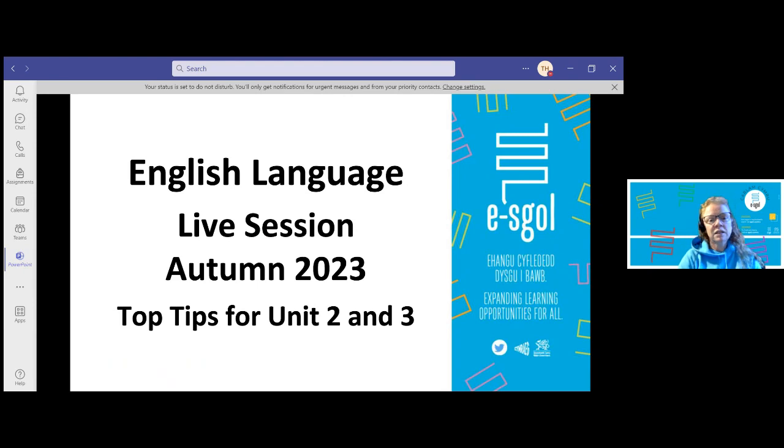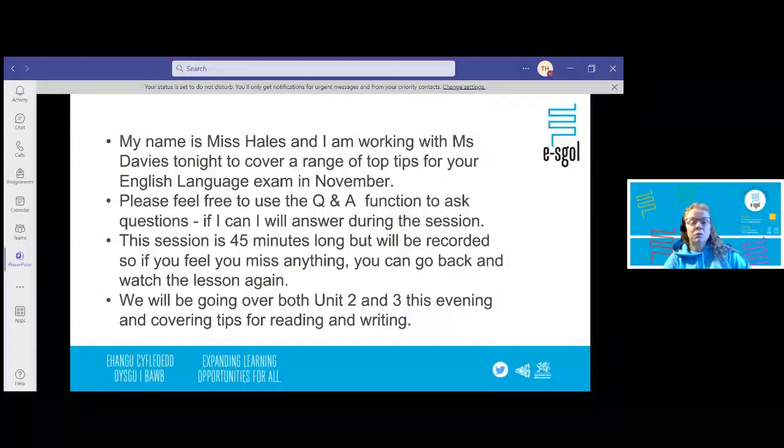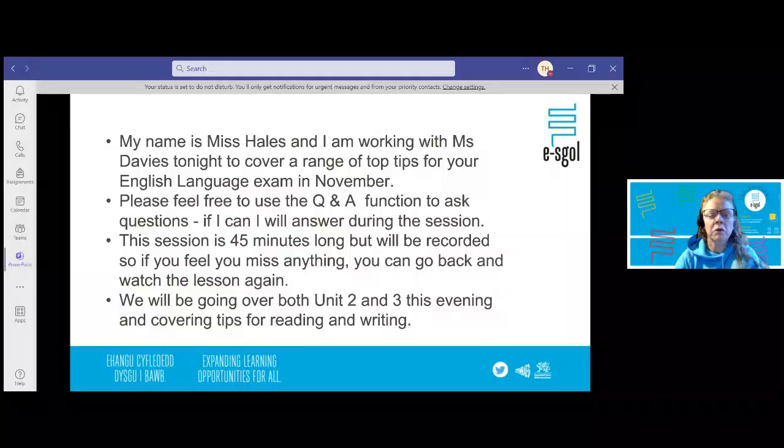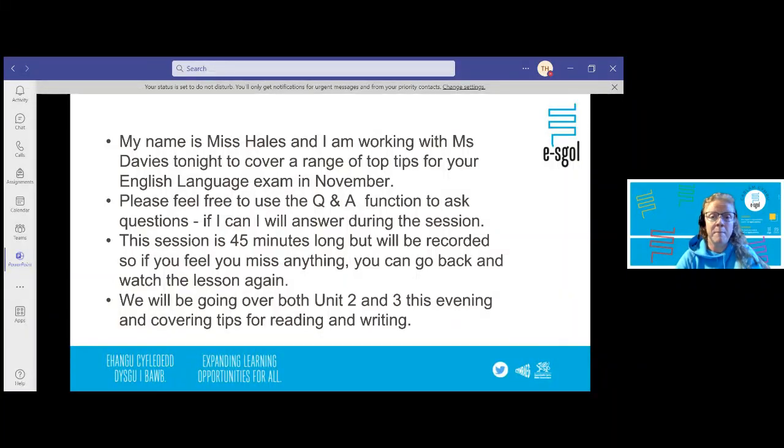What we're going to do tonight is go over the top tips for Unit 2 and Unit 3. I'm Miss Hales and tonight I'm working with Ms Davis, and we're going to cover all the things that we can think of that you might want to know for your exam in November.